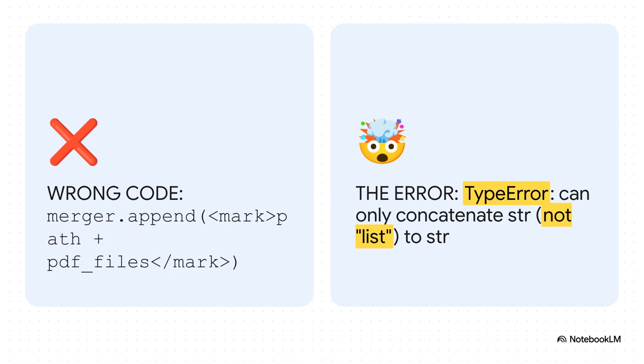Okay, so here's the exact line of code that caused all the trouble. On the left, the code tries to add the folder path, which is a single string of text, directly to PDF files, which is a whole list of different file names. And Python just throws its hands up and gives you this type error. It's basically saying, hey, I can't just glue one piece of text onto an entire list of things. That doesn't make any sense.